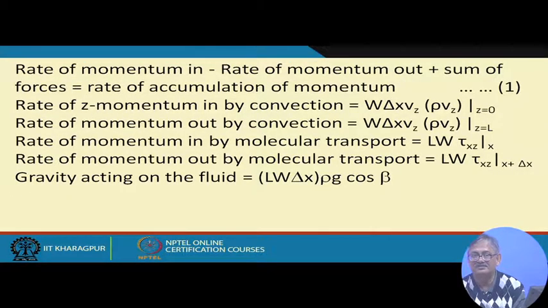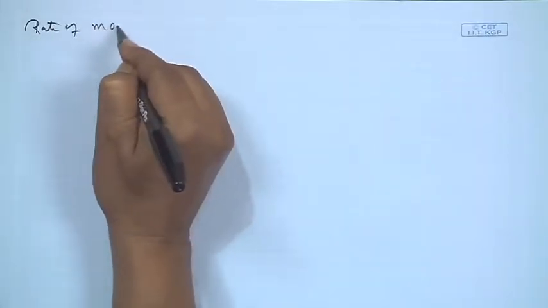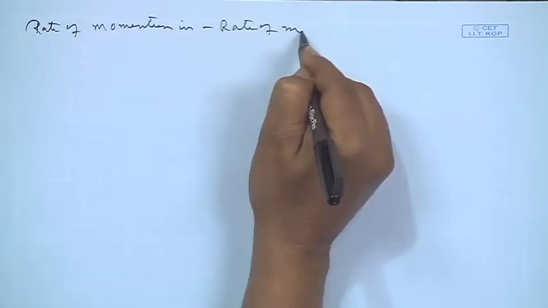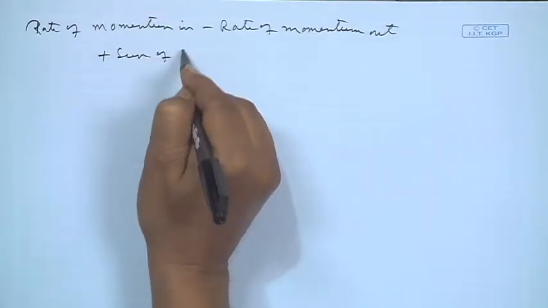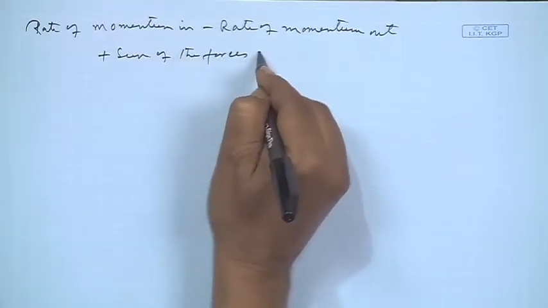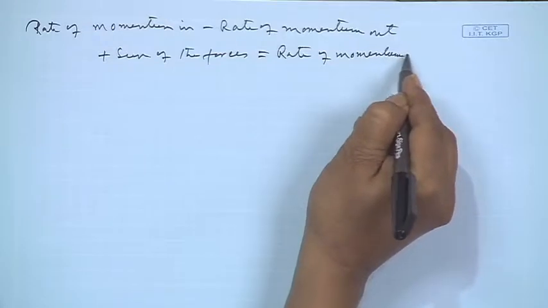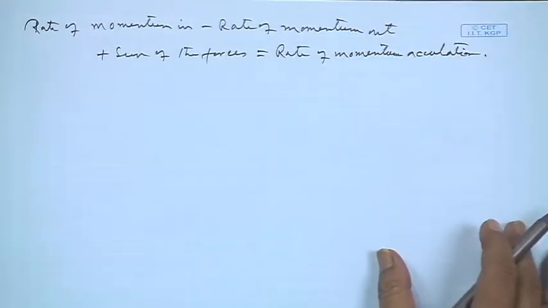Now, as we have seen earlier, for such momentum analysis we do the shell momentum balance, and here also we will do the shell momentum balance. The governing equation is rate of momentum in minus rate of momentum out plus sum of the forces acting on the volume element equals rate of momentum accumulation. This general governing equation is applicable for momentum balance applications.